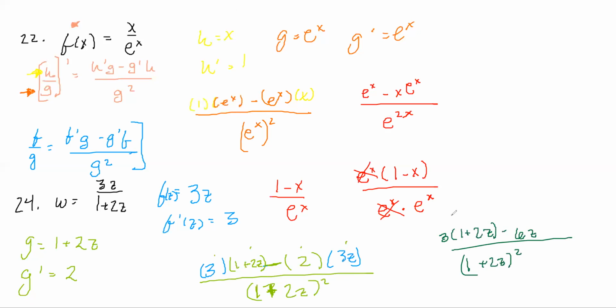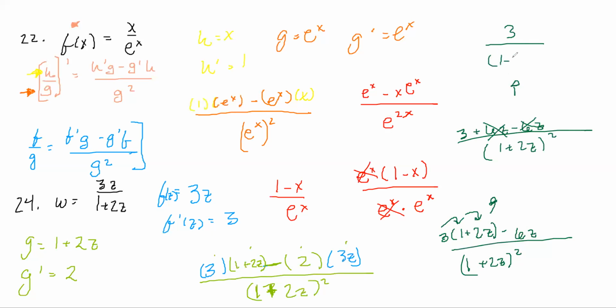You can distribute that 3 if you want to, and make this 3 plus 6z minus 6z over 1 plus 2z squared. And then this turns into 3. These are going to cancel, plus 6z and minus 6z. So it's 3 over 1 plus 2z squared. And there's your answer.